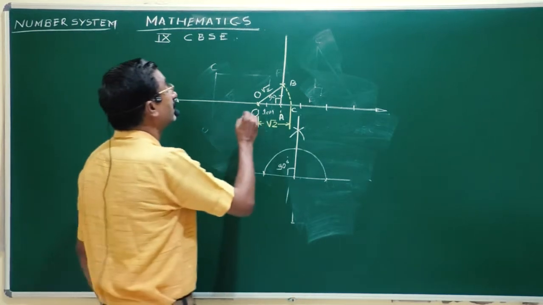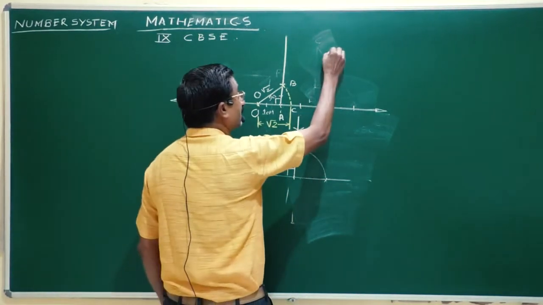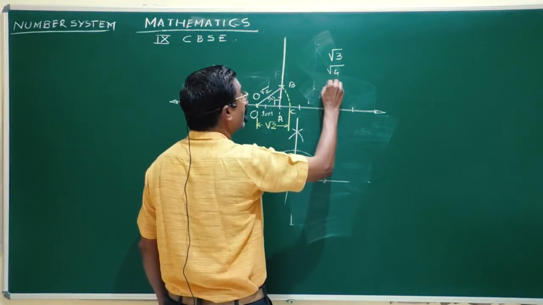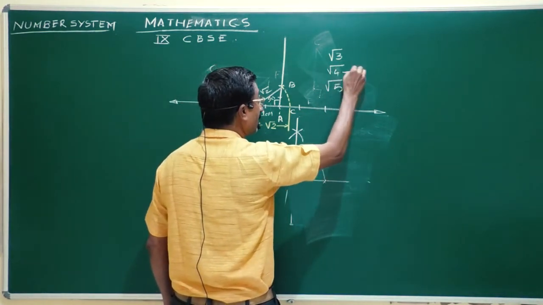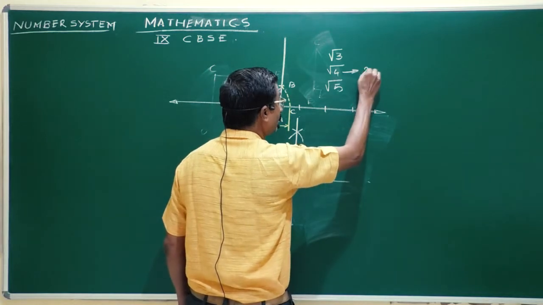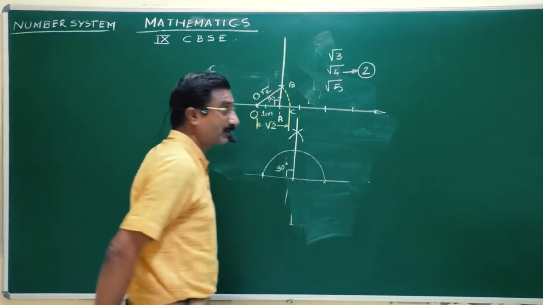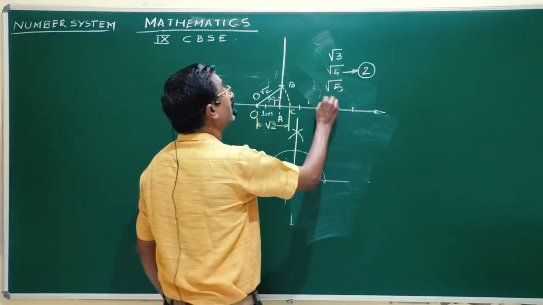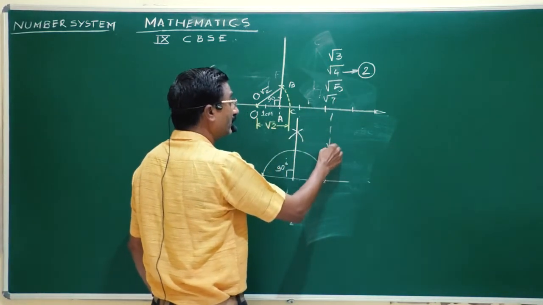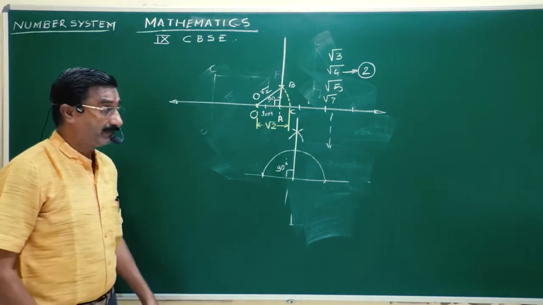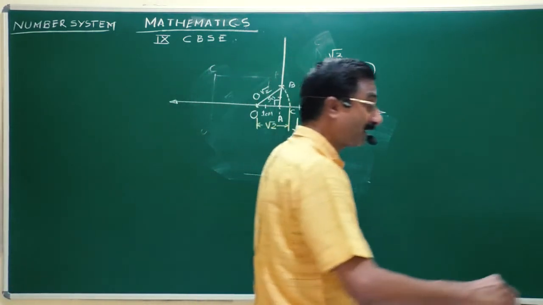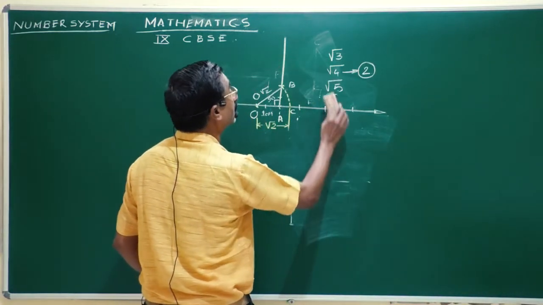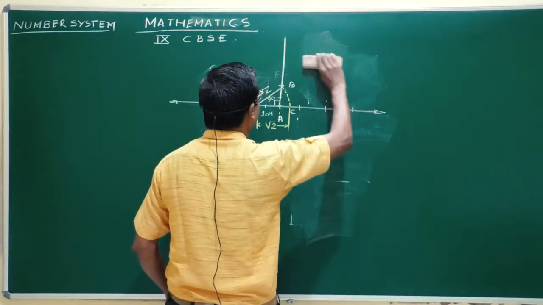Now, definitely you will ask how we can measure under root 3, under root 4, or under root 5. Of course, under root 4 is equal to 2, so you can directly measure 2. But what about under root 3, under root 5, under root 7 and so on? So one by one we can draw it. I will explain how to mark under root 3 now.